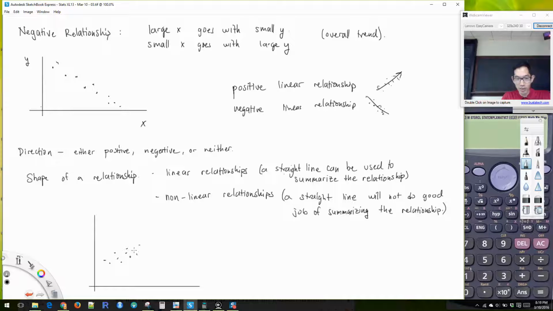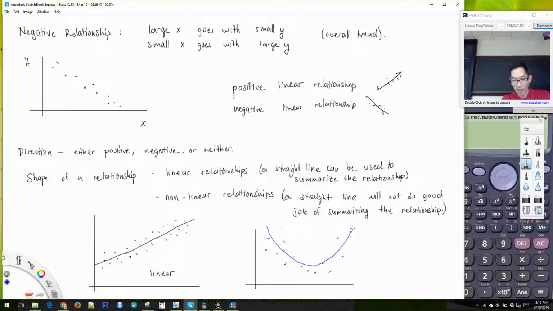And so we can detect patterns and say, hey, something like this, yeah, that looks like a straight line can describe the relationship. So this would be linear. Whereas something like this, if we had to fit something, maybe we'd say something like this. I don't know, who knows? So this would be nonlinear.